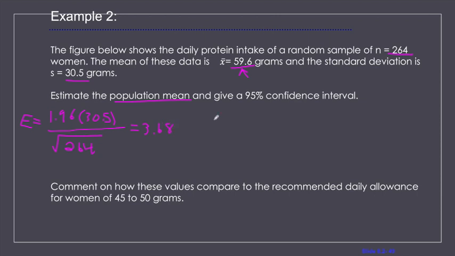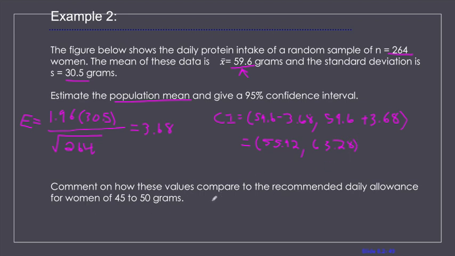So my confidence interval is going to be my sample mean minus our error to our sample mean plus our error. And I would find a confidence interval of 55.92 to 63.28.